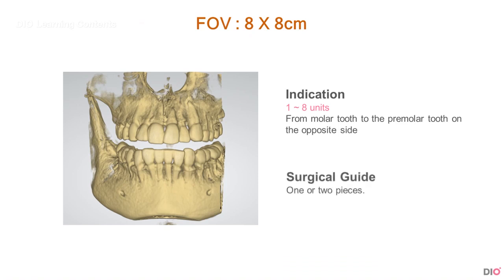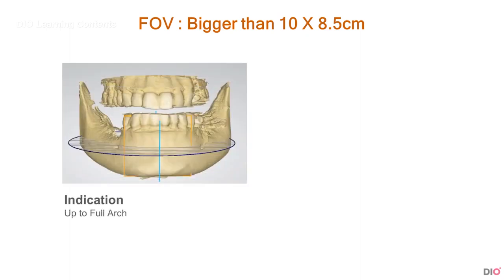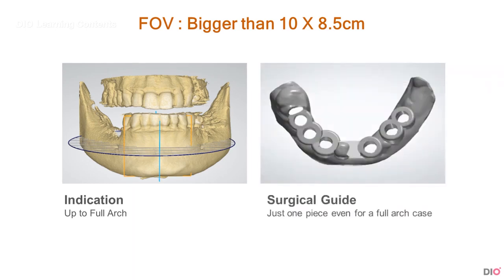Lastly, there is a CBCT with a FOV size of 10 by 8.5 or bigger. Since this size can take an image of the entire oral cavity, there is no limitation of indication. Even for a full arch case, only one piece of surgical guide is needed. Therefore, FOV size of 10 by 8.5 or bigger is recommended for smooth guide surgery without limitation of indication.